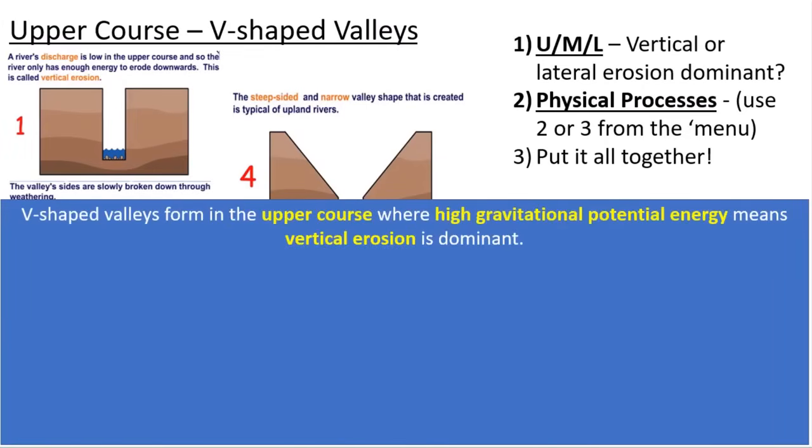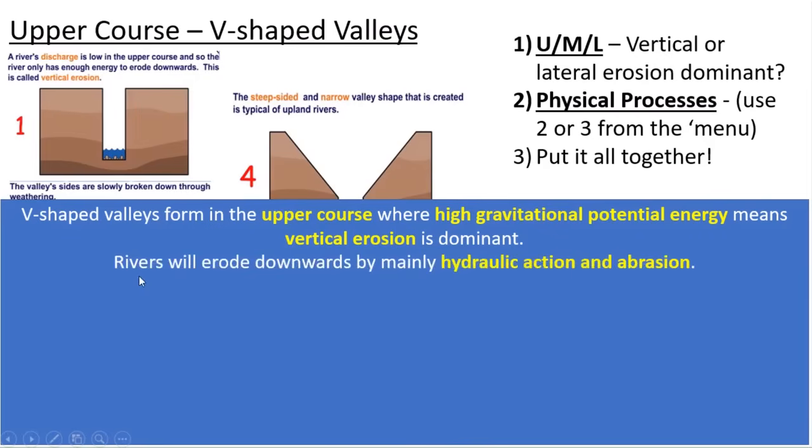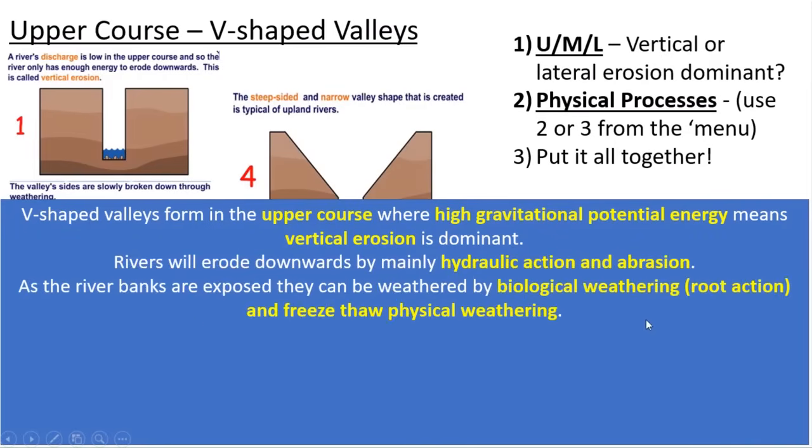Okay, so V-shaped valleys form in the upper course where high gravitational potential energy means vertical erosion is dominant. This is the same, except I've just changed V-shaped valleys from waterfalls. Rivers will erode downwards by mainly hydraulic action and abrasion, and again, describe those. What are they very briefly?